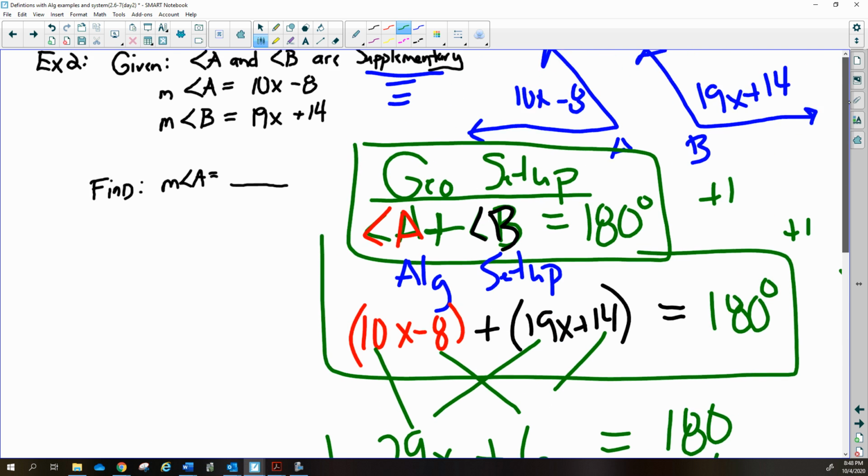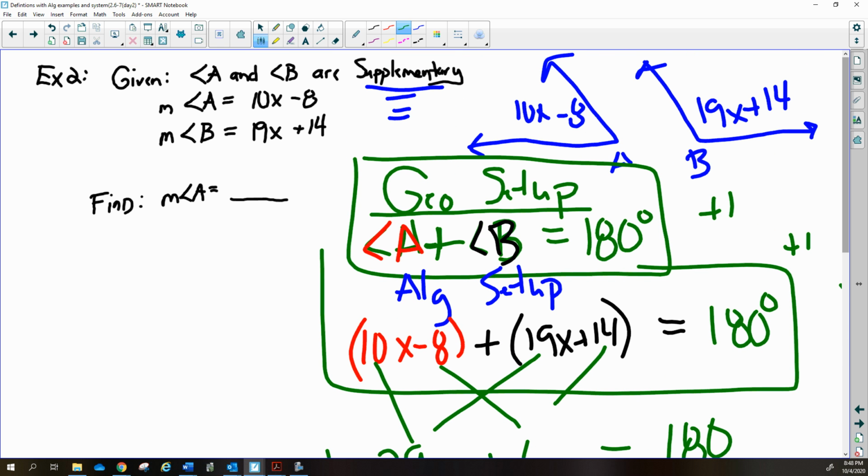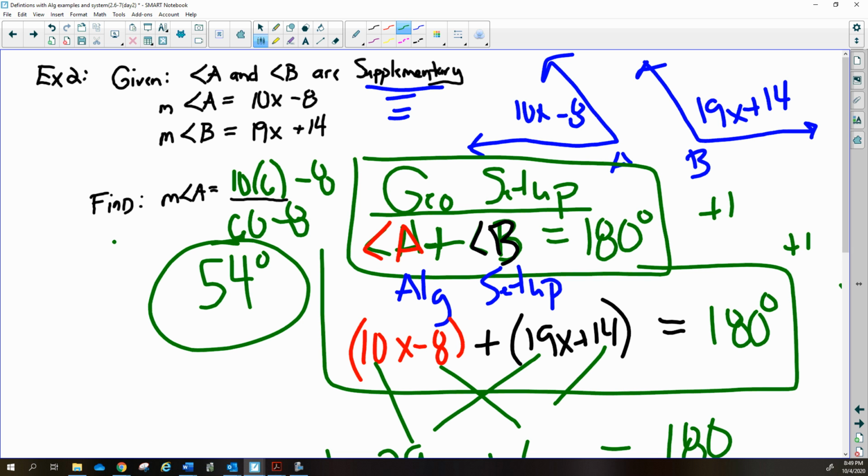I then come over here and look at, I wanted angle A. Well, plug in that 6 into the x, and I have 60 minus 8, which is a 54-degree angle. My last point. I hope that explains how the algebra and the geometry are going to correlate together.